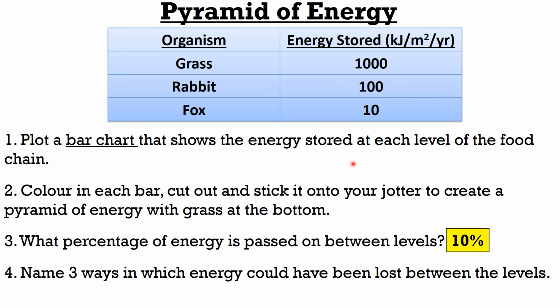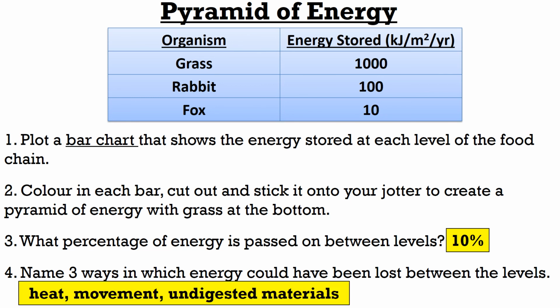Okay, so hopefully you've got your bar chart. It's a bit fiddly at the bottom. It looks a bit strange because you've got a tiny, very thin bar for the top. But you've hopefully made a pyramid of energy. The energy that's passed on between levels is 10%, isn't it? So you've got 1,000 at the bottom. It's going up to rabbit, it's got 100, so that's 10% of that, and then 10% of that is what's going to fox. And then finally, the 3 ways in which energy could be lost between the levels is heat, movement, and undigested materials.